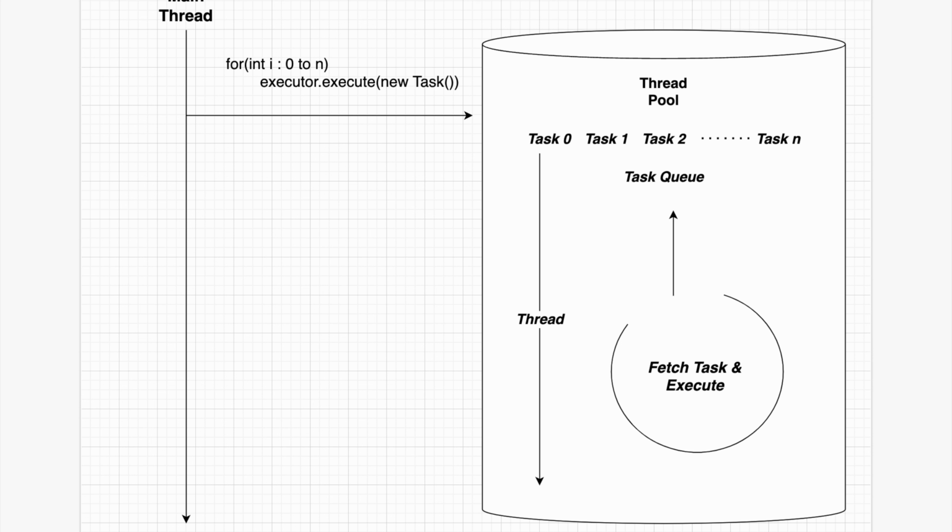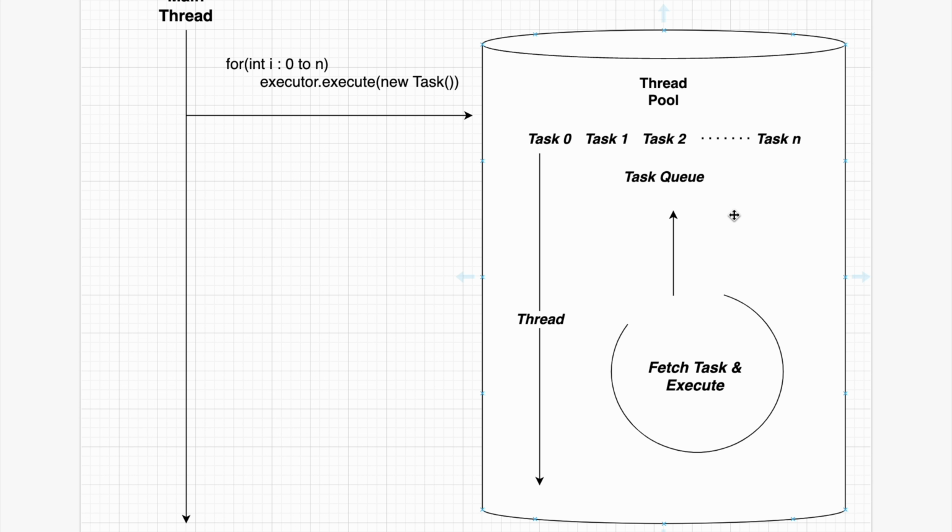Let's learn how the single thread executor works under the hood. So we have the main thread, and this way we can create n tasks and submit or execute those tasks one by one. So here we have the thread pool, and in the thread pool there is a single thread. There is a task queue which is containing task 0, task 1, task 2 up to task n.